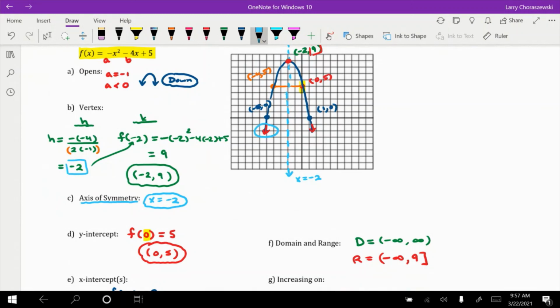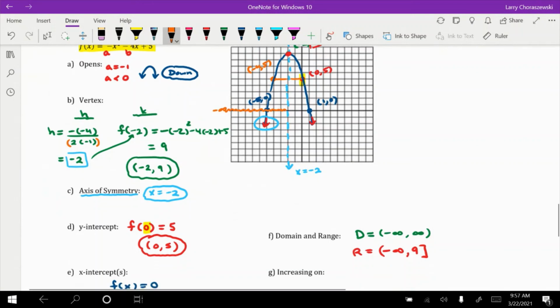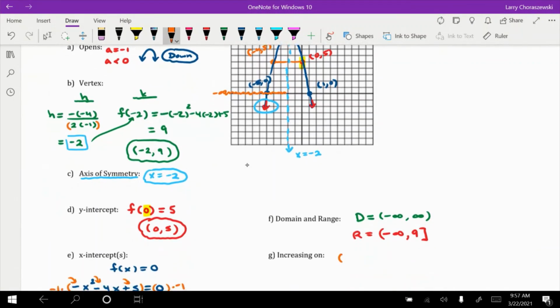Now, if you start at the left end of the graph and trace this from left to right, the parabola is increasing at first. And it increases using all the x values going from negative infinity up to negative 2. So where it says increasing on, we'll write negative infinity, comma, negative 2. And then decreasing from there on out. So from negative 2 all the way down to positive infinity.